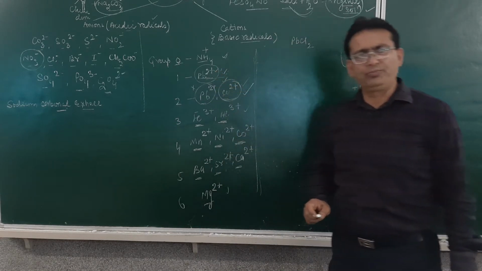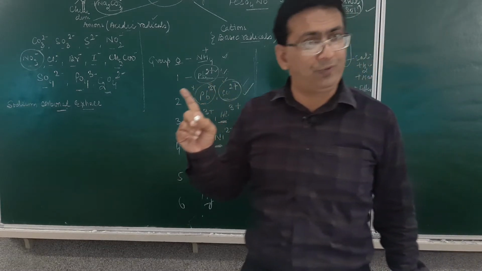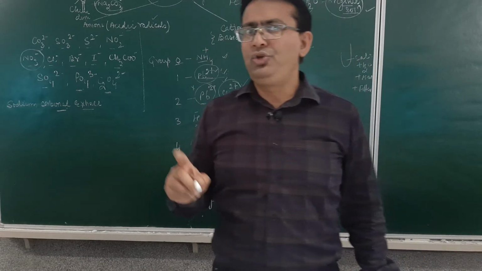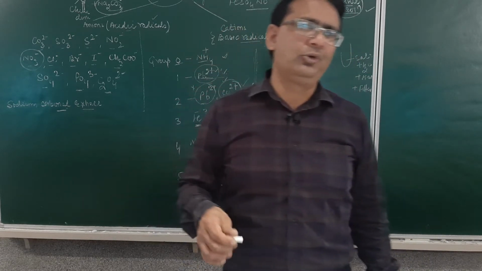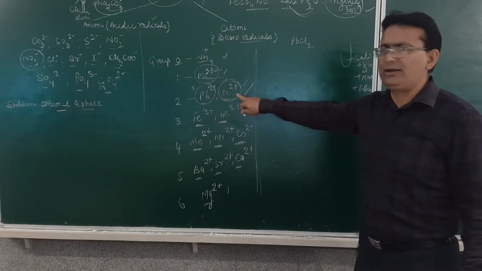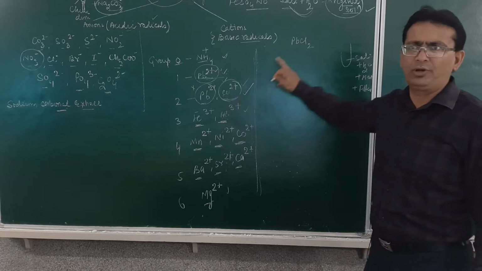out the test for the 2nd group. The test for the 2nd group will be carried out by using the filtrate of the 1st group. Am I getting clear? Or you may also prepare the original solution again. Both options are possible. Here, for the identification of the copper ion, you use the original solution. How did we prepare the original solution?